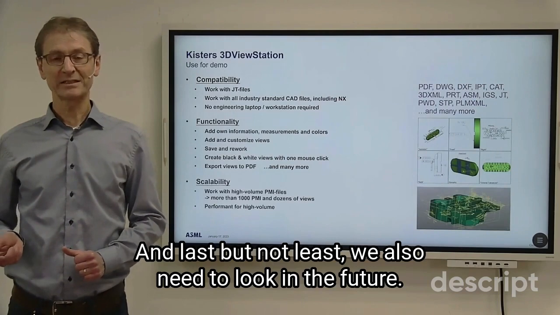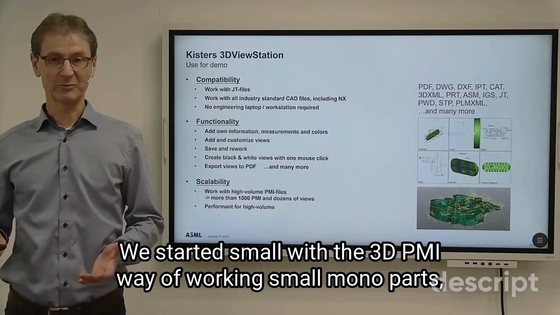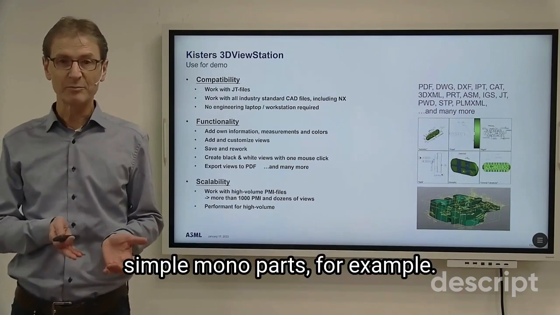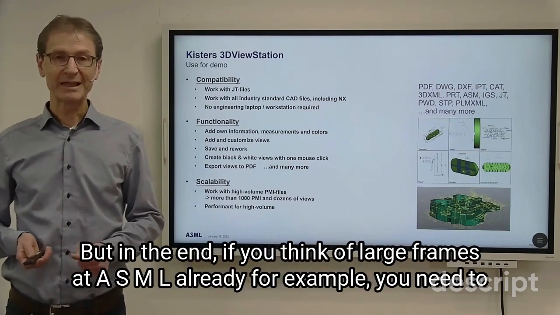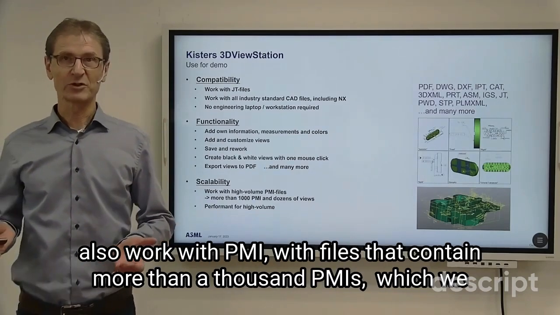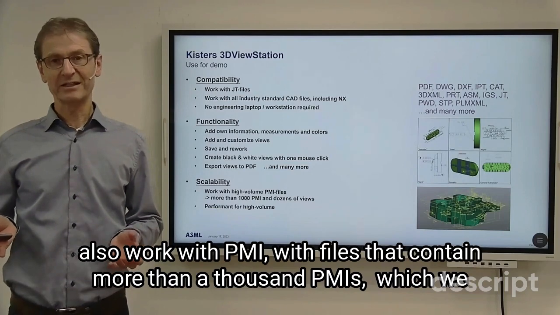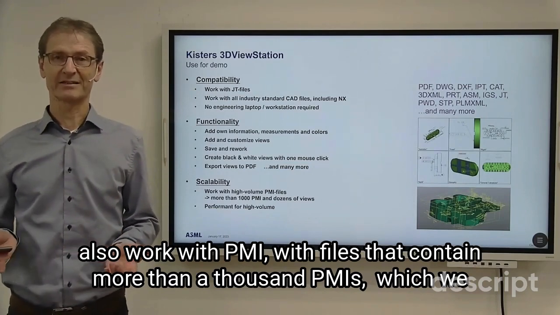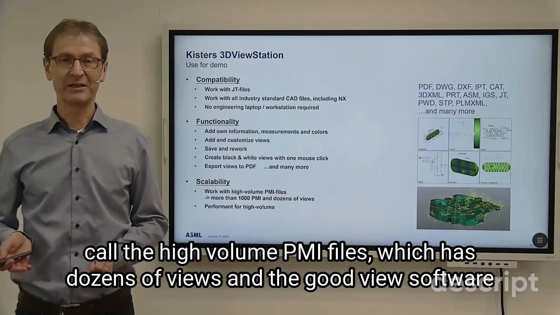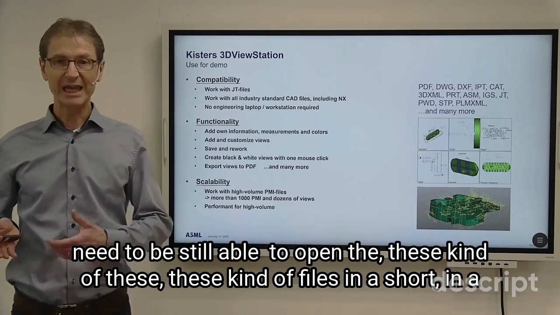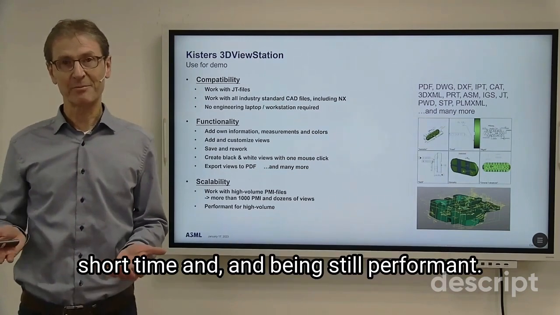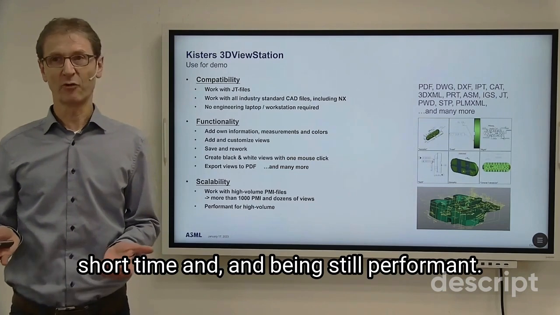And last but not least, we also need to look in the future. We started small with the 3D PMI way of working, small, simple monoparts, for example. But in the end, if you think of large frames at ASML already, you also need to work with files that contain more than 1,000 PMIs, which we call the high volume PMI files, which have dozens of views, and a good viewer software needs to still be able to open these kinds of files in a short time, and still be performant.